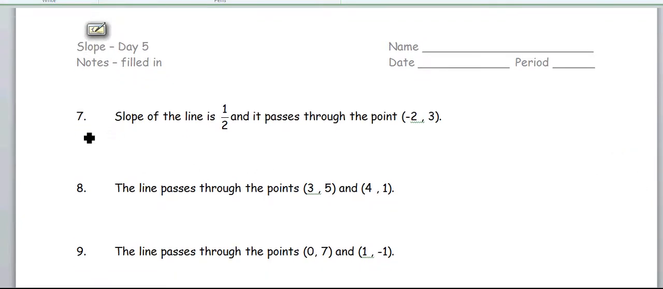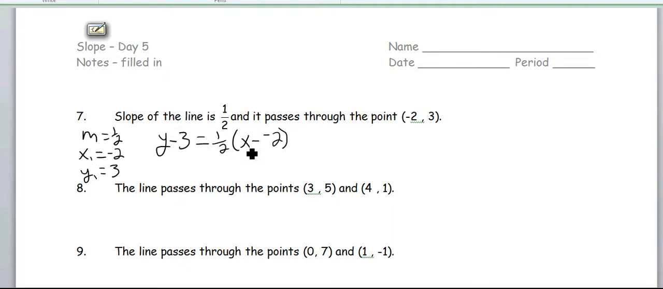All right. Number 7, again, m equals 1/2. So I would do y minus 3, because I take my y value from right there. In fact, if I wanted, I could write this: x1 equals negative 2, y1 equals 3. So this equals my slope times x minus the x value from up here, negative 2. To simplify this, I'm going to write this as y minus 3 equals 1/2 x, and whenever you have this, the minus negative, it becomes plus 2. That is my point slope form.